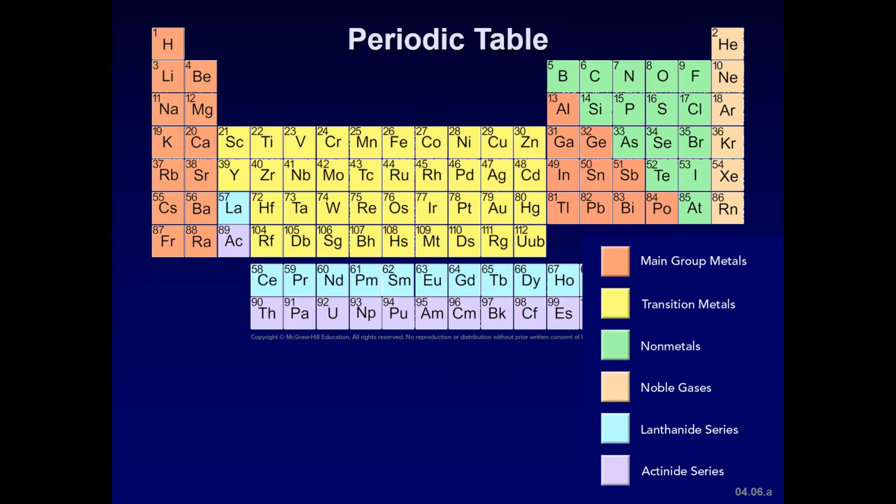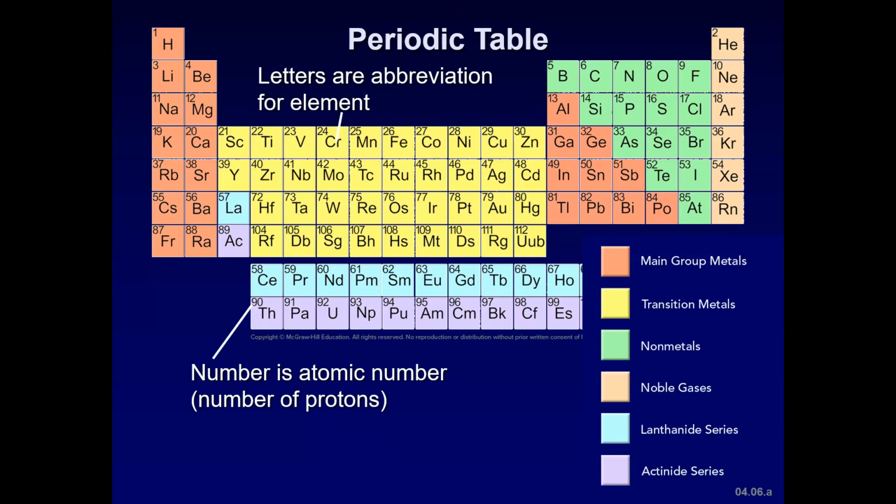So here's the periodic table. What you have is an arrangement from the lightest element to the heaviest. The letters are abbreviations for each element. The number you see in the top left is the atomic number, and that's your number of protons.